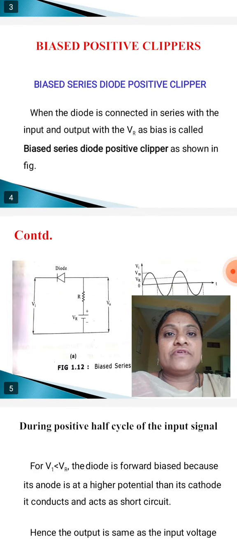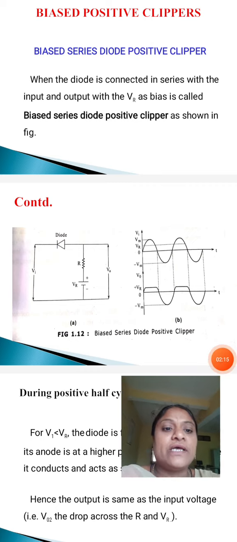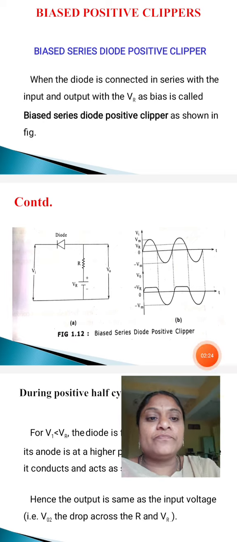First of all, the first topic is biased positive clippers. In this case there are two types: biased series diode positive clipper and biased shunt diode positive clipper. Okay. We discuss in the first topic, the biased series diode positive clipper.